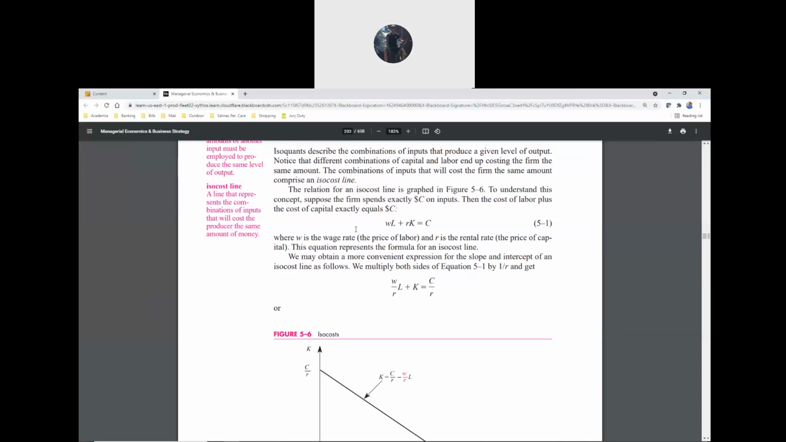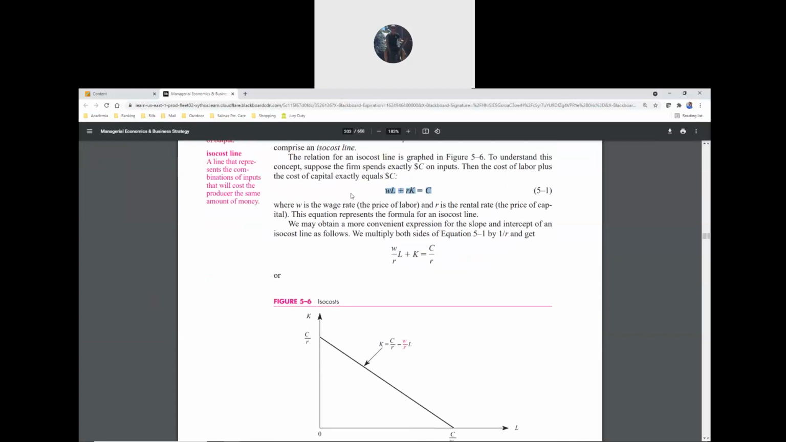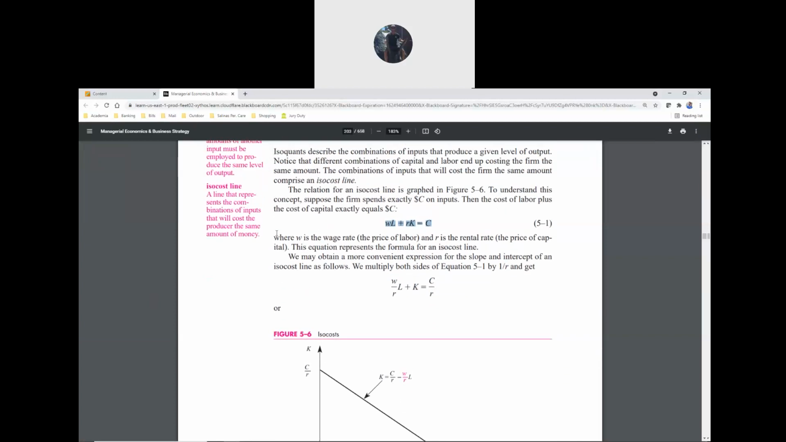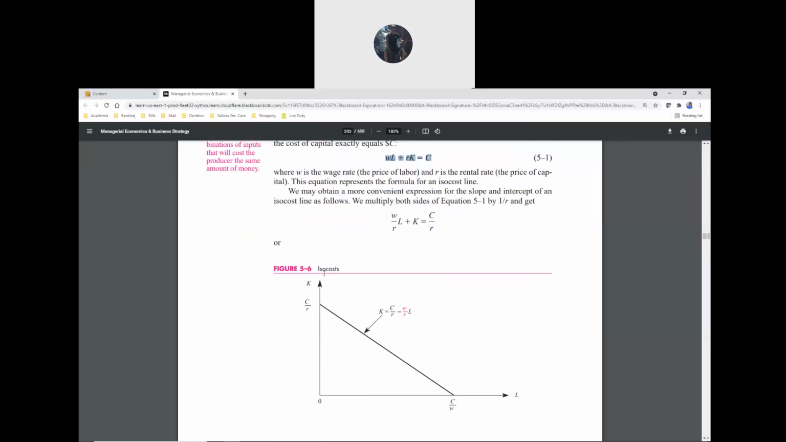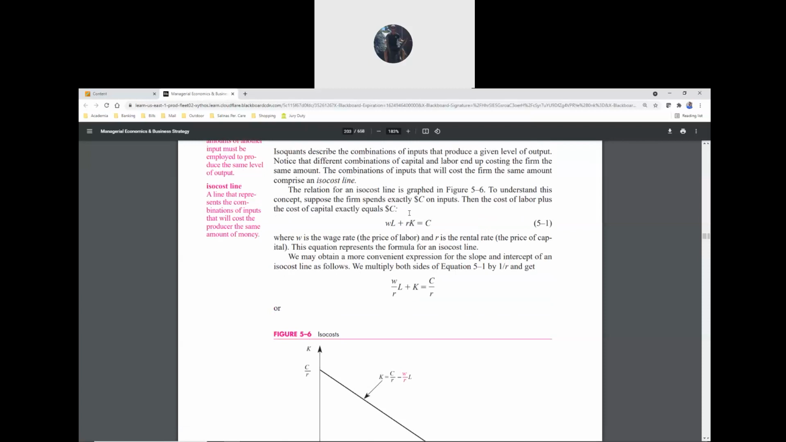Okay, so C cost is WL plus RK. We just talked about that. And you can put this ISO cost line on the same KL graph. So this is K, this is L, and just like we did with the budget line, you want to graph it to see the intercepts and the slope. You want to solve this function for K as a function of everything else.